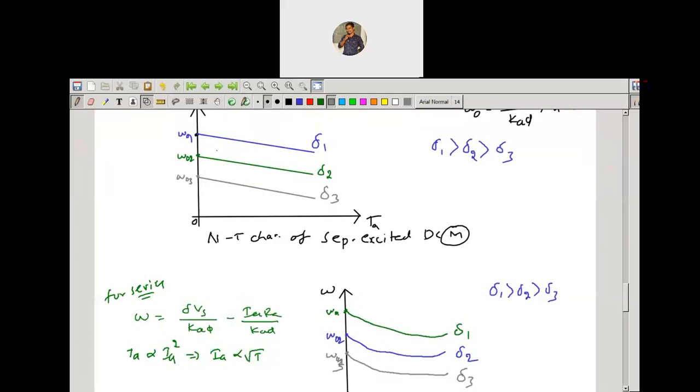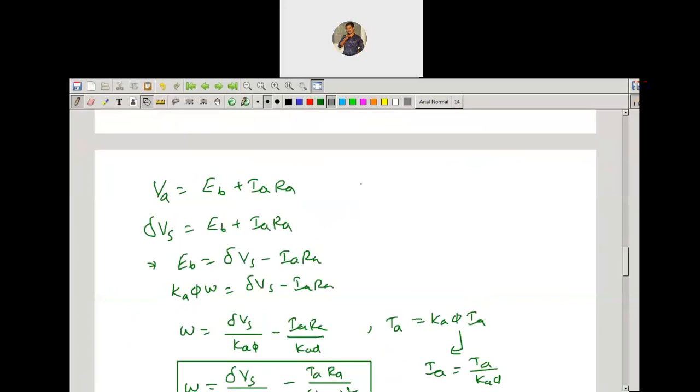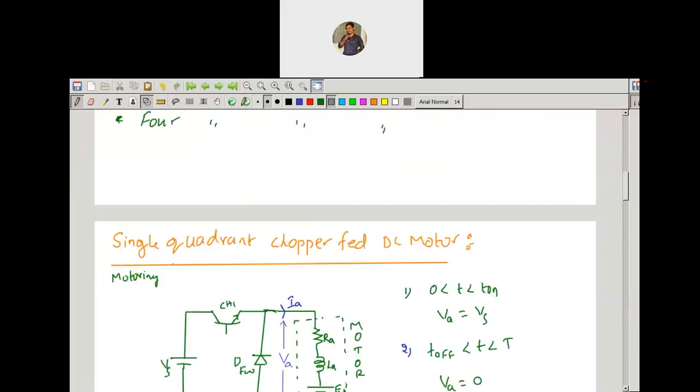It's a forward motoring operation. Simply you can say it is a motoring operation only, right? That is what I told you initially. I'm talking about the motoring operation here, right?